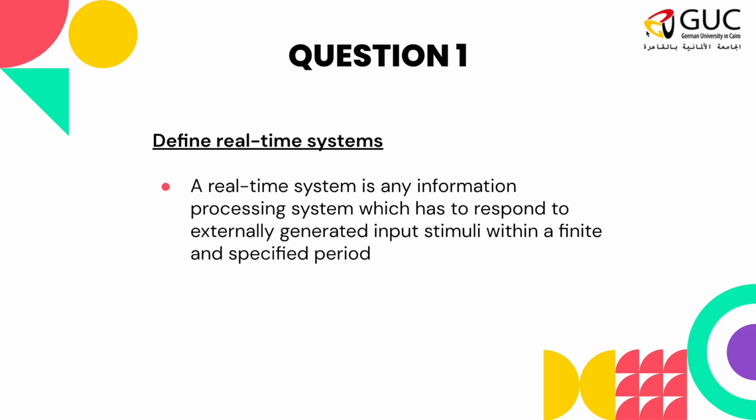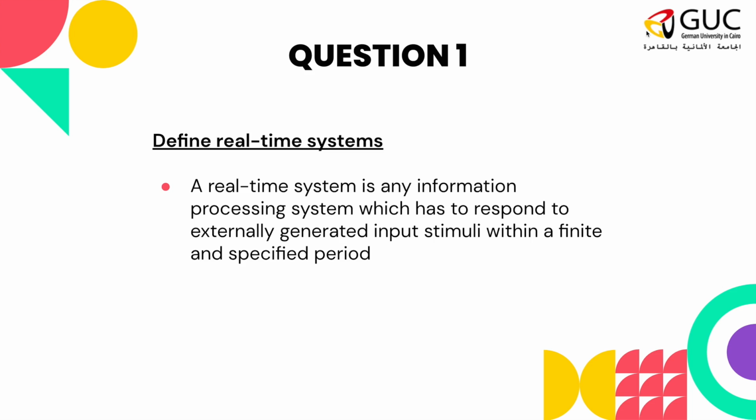And this input is externally generated. So there is an input entering our real-time system, and a real-time system must actually respond and send a reply or a response according to this input. However, there is a constraint, which is the time constraint. Therefore, we have within a finite and specified period. And this is very important because real-time systems have to meet their deadlines. They need to actually respond in a specific amount of time. They should not miss any deadline.